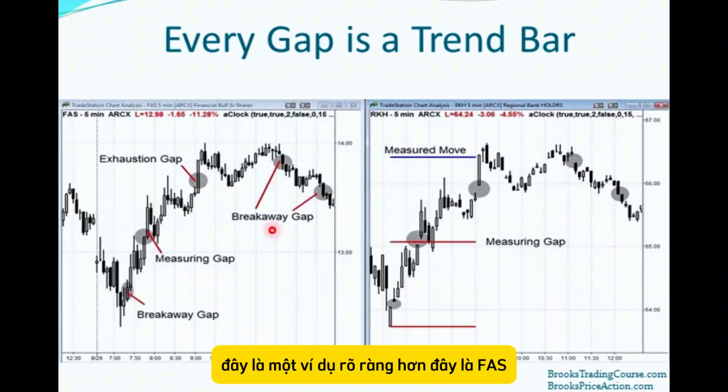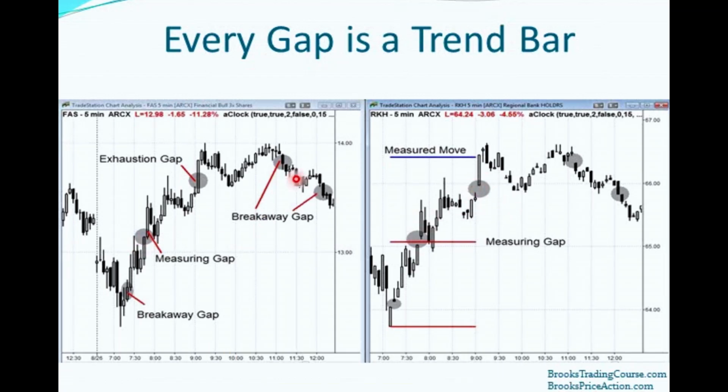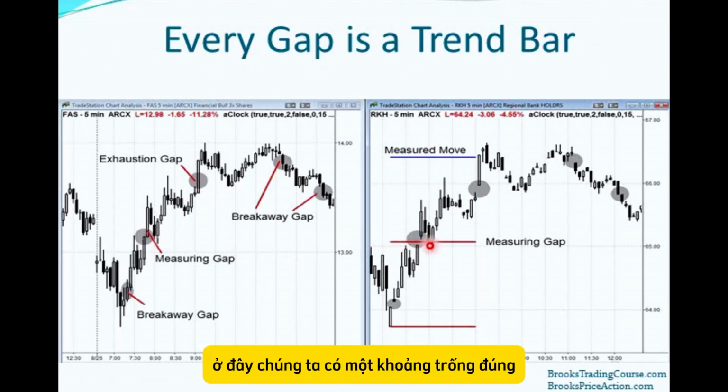Here's a more obvious example. Here's the FAS, which is an ETF based on the financial stocks. And here's the RKH, which is a similar financial ETF, but much less volume. So there are lots of gaps on the chart. Compare the two. The two charts look identical, except that here we have gaps, and here we have a trend bar. Here we have a couple trend bars. Here we have a gap.